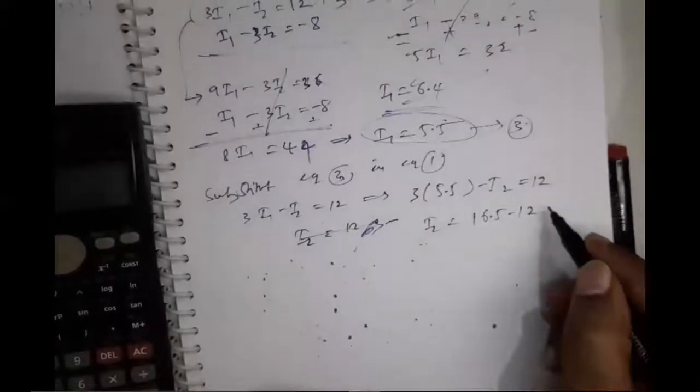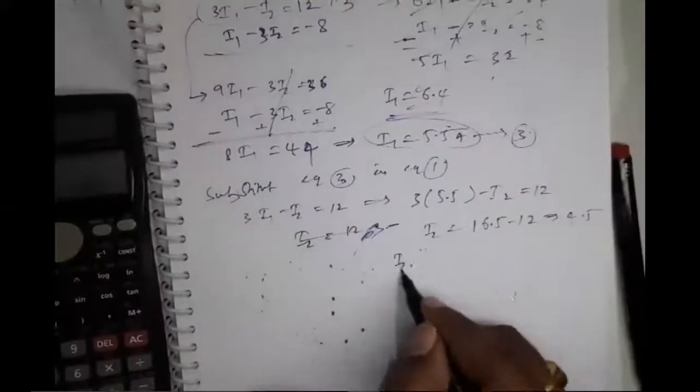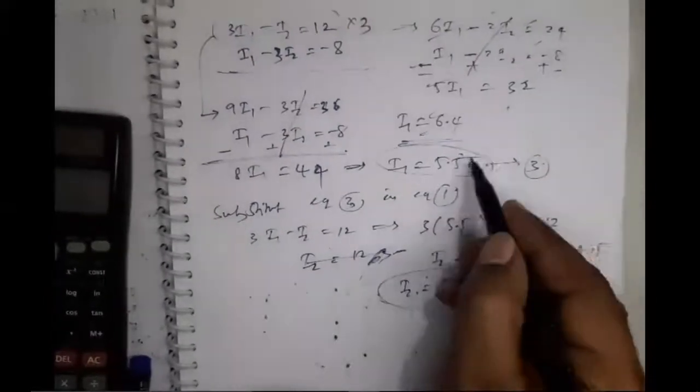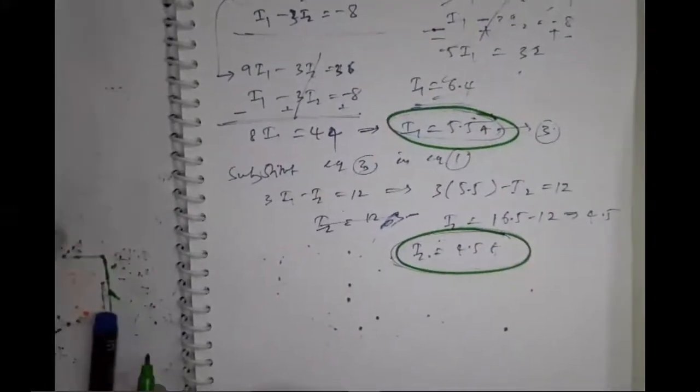I2 will be 4.5 amperes. We got the two currents for the two branches, I2 and I1. Let me highlight those answers. This is I2 current, this is I1 current. So you got the two currents.